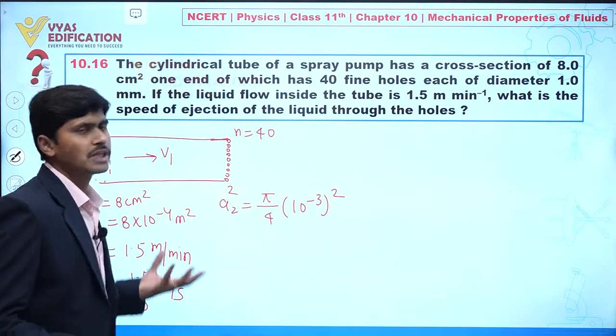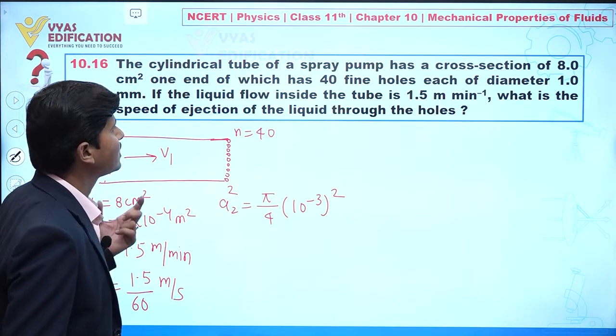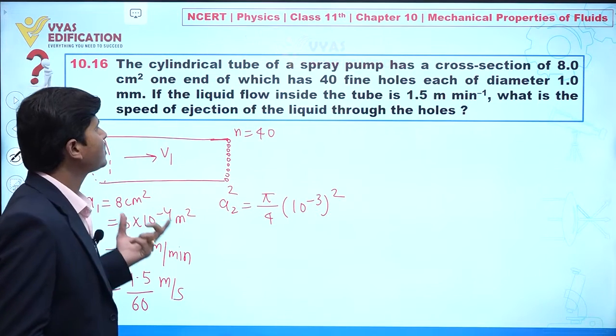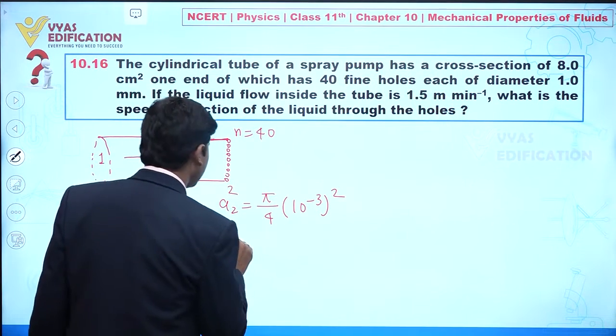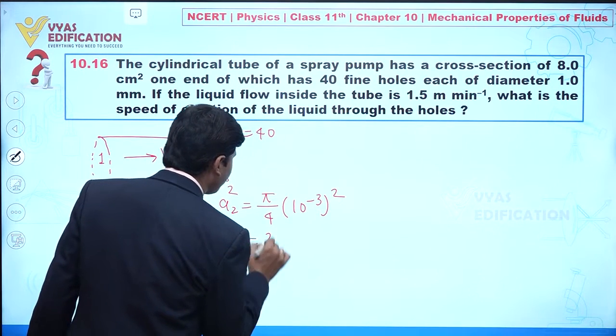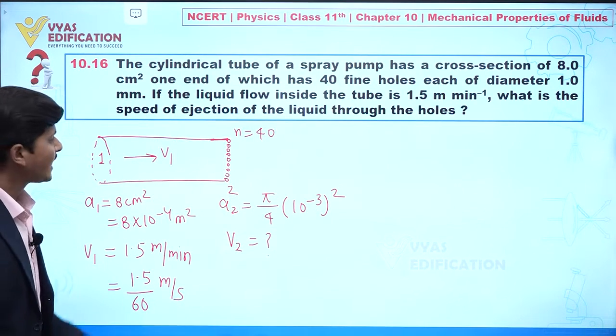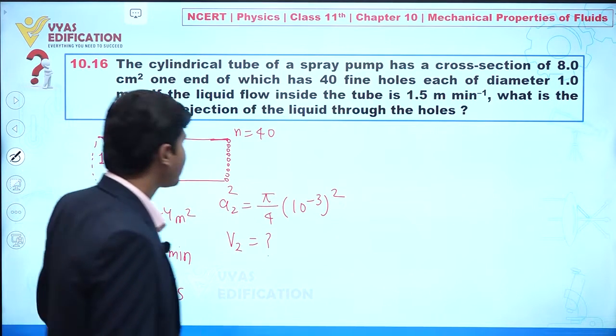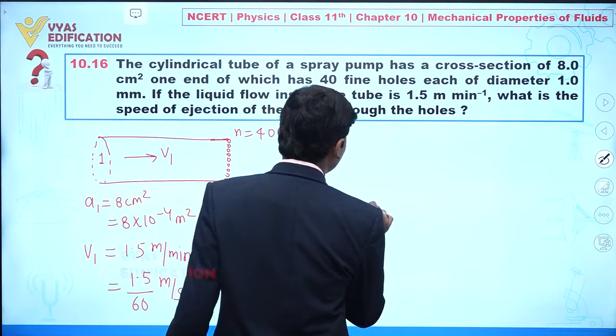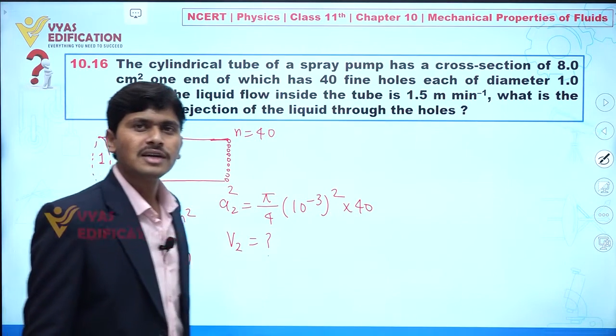Now what is my objective? My objective is to first find the speed of ejection, clear. Speed of ejection means we have to calculate the value V2. But actually if we find the total area at section number 2, this should be multiplied by 40, clear. So now what can we do?